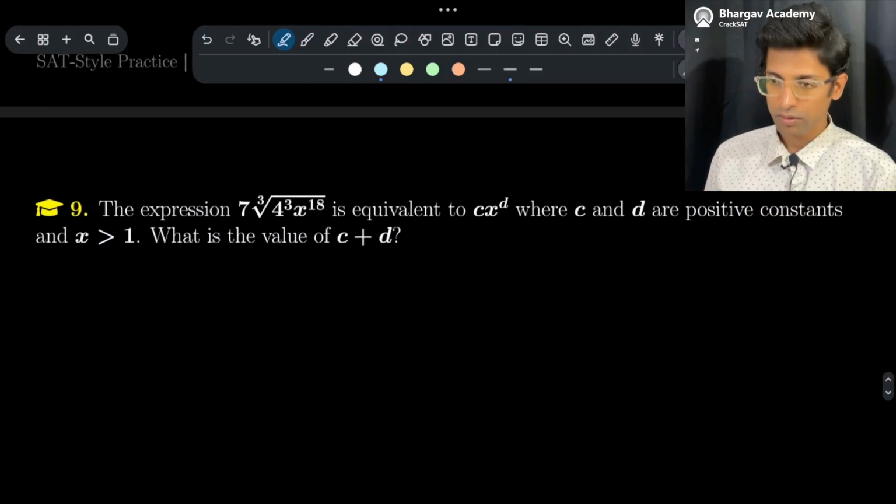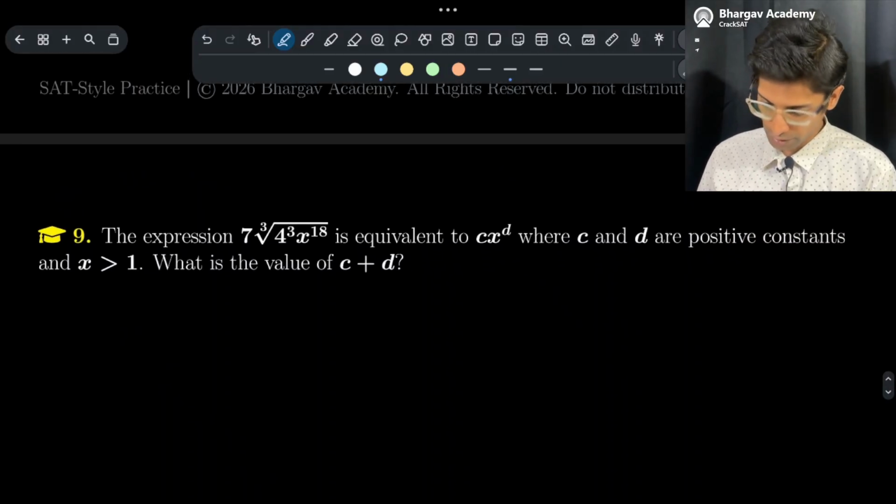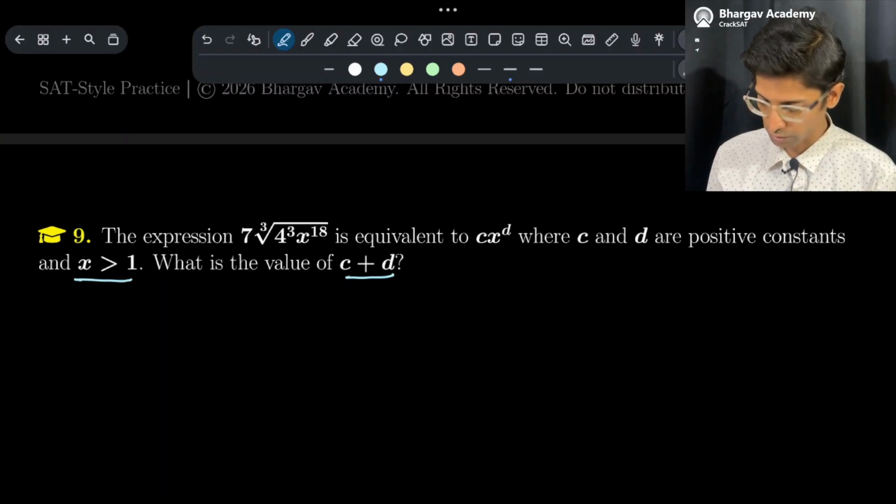Let's go to the next problem. This is the expression that we have, and he is asking you to find the value of c plus d. He has also given you that x is greater than 1.